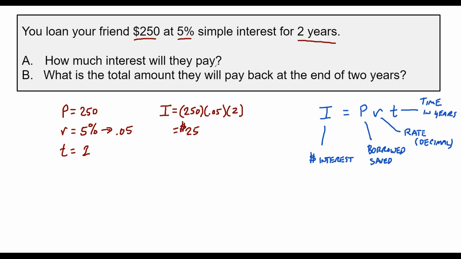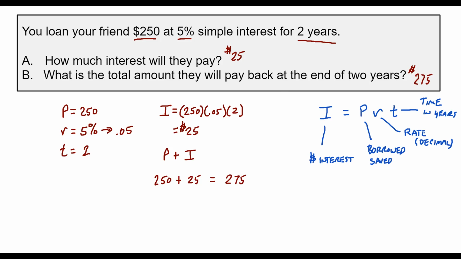So that would answer question A. And we would say the answer to that one is $25. Now let's look at B, which is related, and often this is the question in a problem like this. What is the total amount they will pay back at the end of 2 years? Well, in order to answer that question, all we need to do is add the interest to the original amount P. So we might think of that as P plus I. The principal, that's what P stands for, the original amount, 250, plus the interest of $25. We add those two together and we get $275. And that would be the amount that they would have to pay back at the end of that 2-year period, the original amount plus the interest.